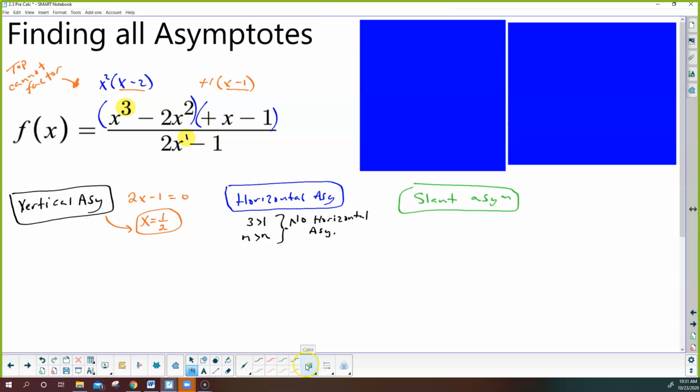And the way we do that is long division. So we're going to take the denominator, and we're going to see how many times that goes into the numerator. So why don't you do that? Go ahead and take a second, and I'd like you to do the long division, and then remember our slant asymptote is just whatever our answer is, and we're going to ignore the remainder.